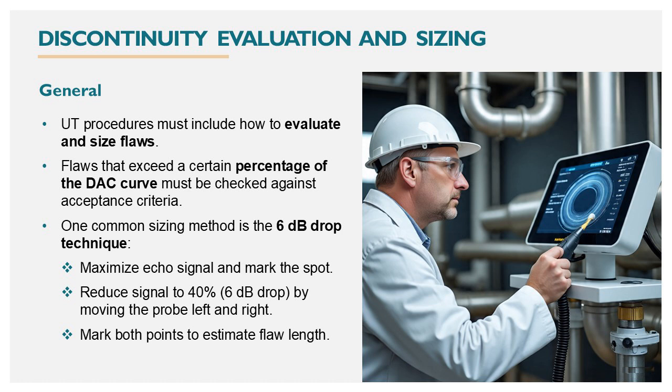Discontinuity evaluation and sizing. In general, UT procedures must include how to evaluate and size flaws. Flaws that exceed a certain percentage of the DAC curve must be checked against acceptance criteria. One common sizing method is the 6 dB drop technique. Maximize echo signal and mark the spot. Reduce signal to 40% or 6 dB drop by moving the probe left and right. Mark both points to estimate flaw length.